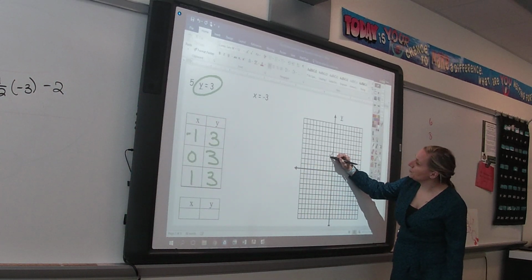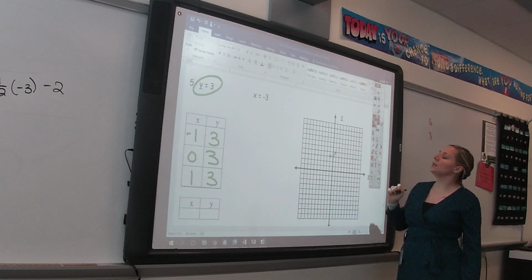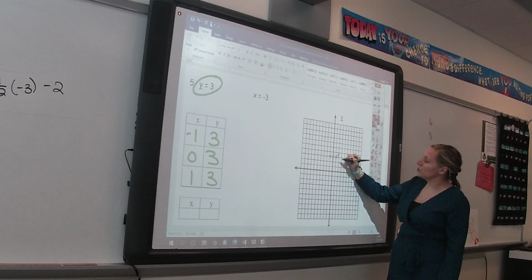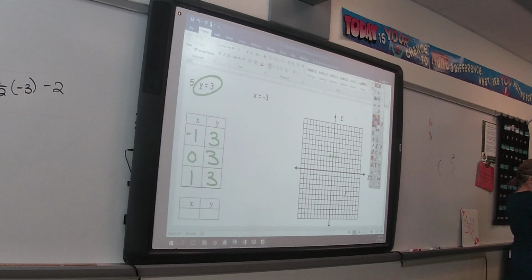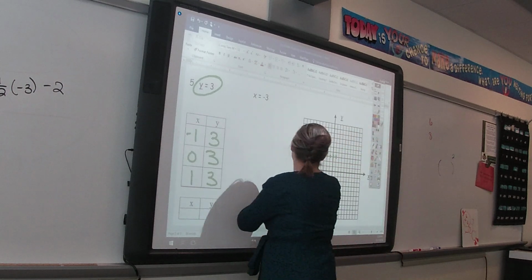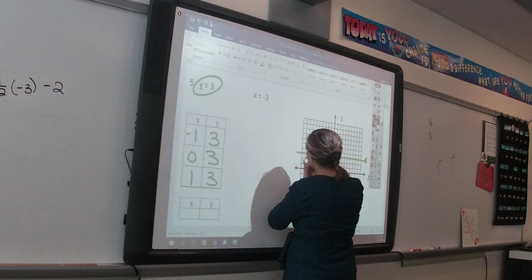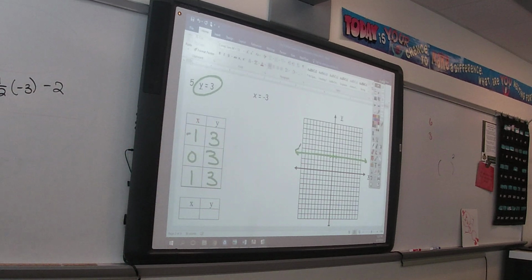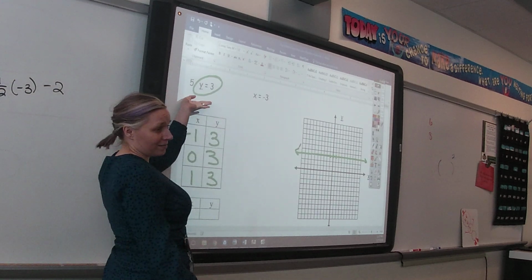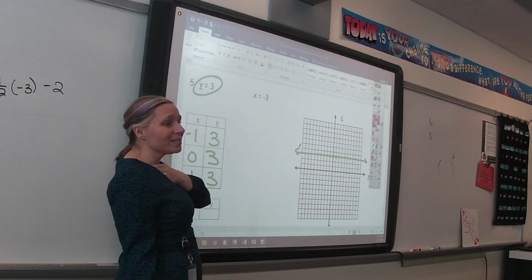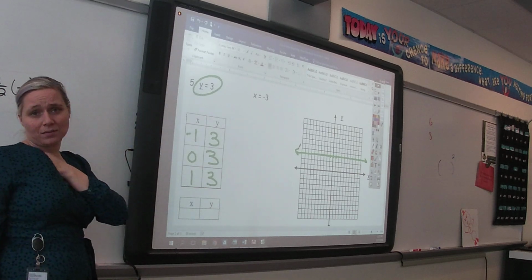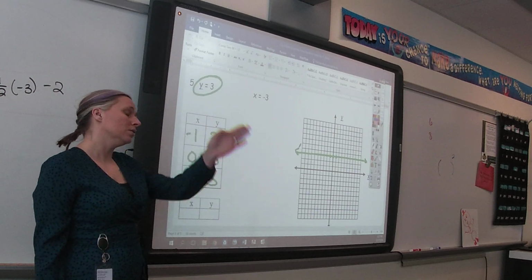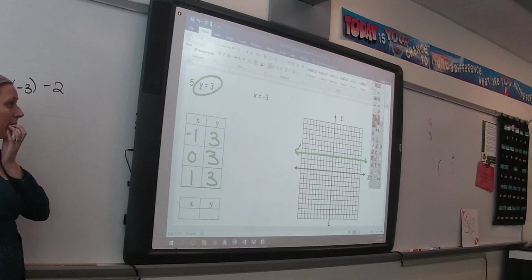So I'm going to plot these points. -1, 1, 2, 3. 0, 1, 2, 3. 1, 1, 2, 3. And this gives me a horizontal line. You can always make a table, guys, but sometimes it's just easier to remember that if there's no x, it makes a horizontal line. It's always the opposite of the axis. So the y-axis is vertical. A y with no x makes a horizontal line.